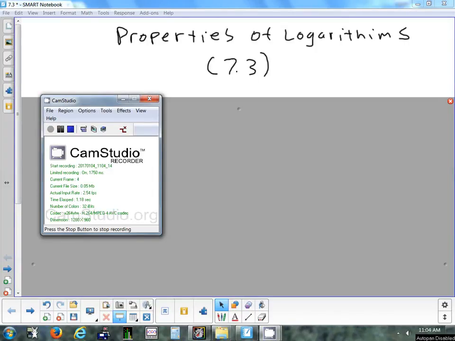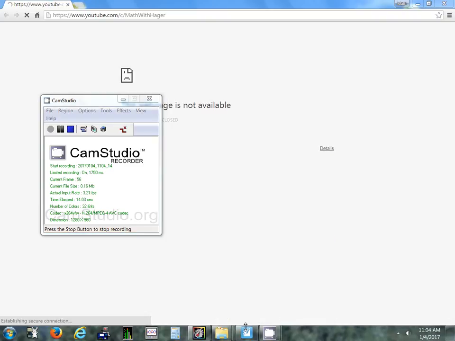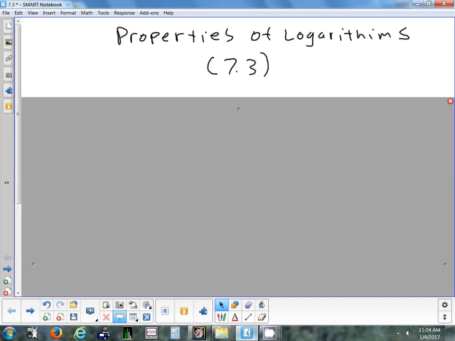All right, so we're going to continue looking at logarithms, section 7.3. We're going to do a couple things. We're going to learn some properties to simplify logarithms, kind of like the problem we had in the homework last night. I told you there was a shorter way to do it. You'll see that in a second.